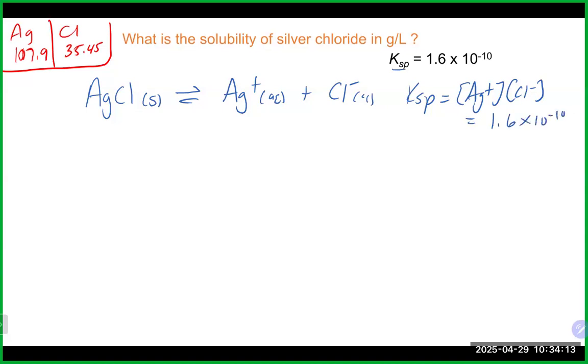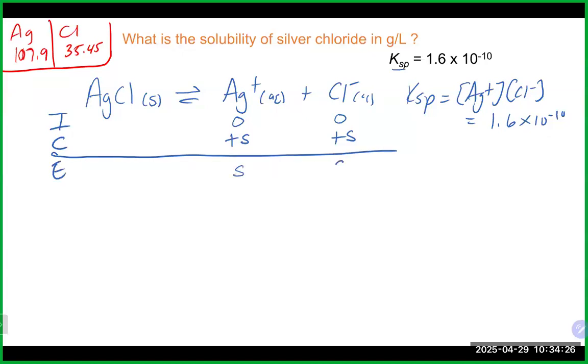So in this case, when you're only given the Ksp, it definitely is ICE table territory. So we're going to go 0 and 0. Again, change going to be plus S and plus S. That will get us here at equilibrium, S and S. Once again, we're not really too concerned over here as that is a solid and not really in our equilibrium. This is going to go into our expression. That's going to get me S times S equal to 1.6 times 10 to the minus 10, so S squared equals 1.6 times 10 to the minus 10.